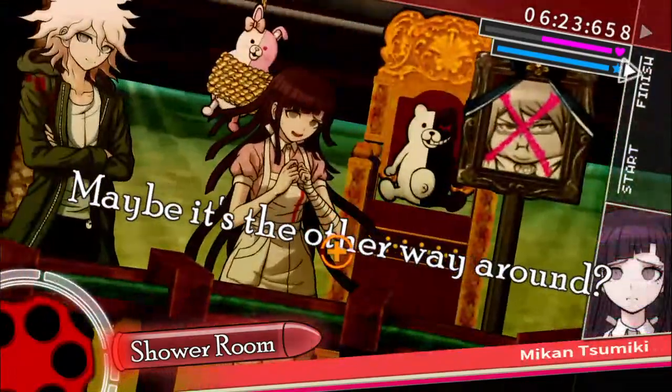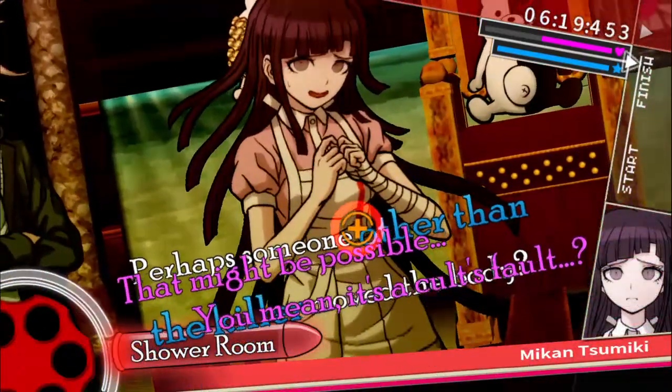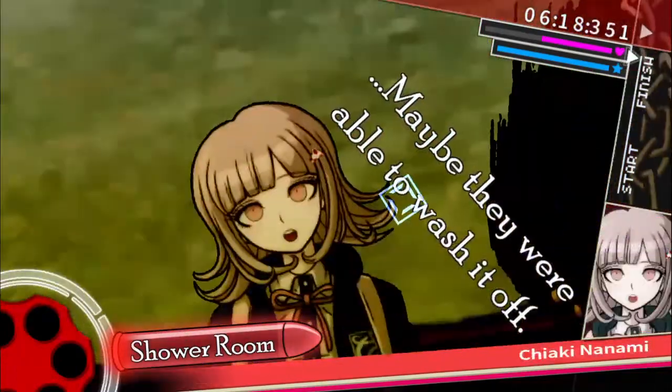Maybe it's the other way around? Perhaps someone other than the killer moved the body? Maybe they were able to wash it off.